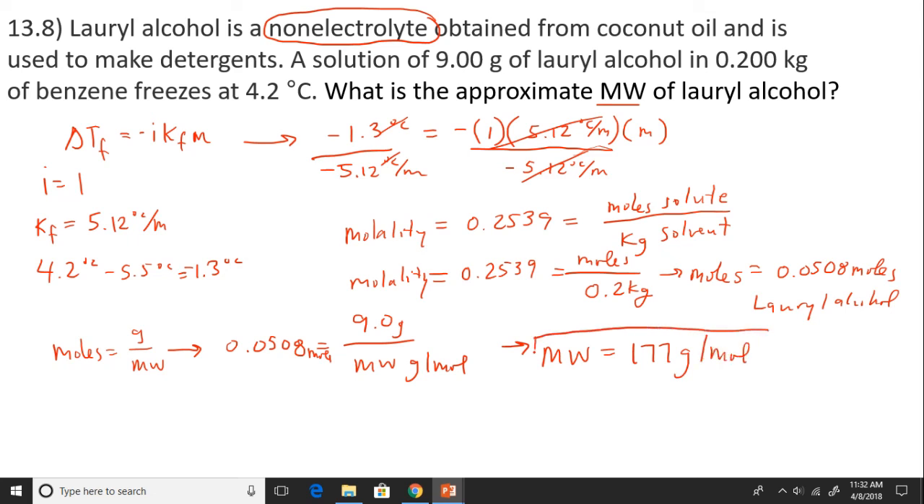And be careful, your values might be a little bit different. Mastering Chemistry randomizes some of the variables, so you might not have exactly 9 grams of lauryl alcohol. You might have a different temperature change, but the step-by-step process is going to be the same. Number 1, we had to plug into our equation. Number 2, after we found molality, we had to find how many moles. And then number 3, once we found the moles, we had to find what was the molecular weight of lauryl alcohol.